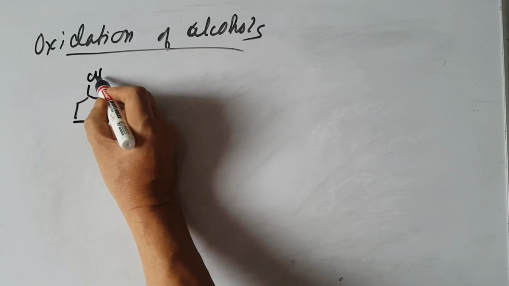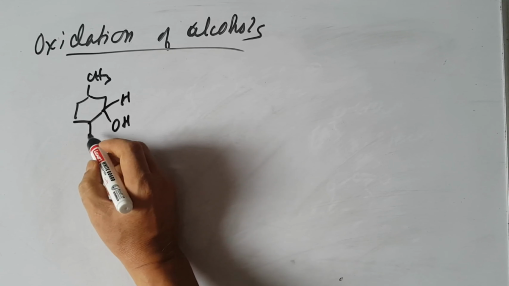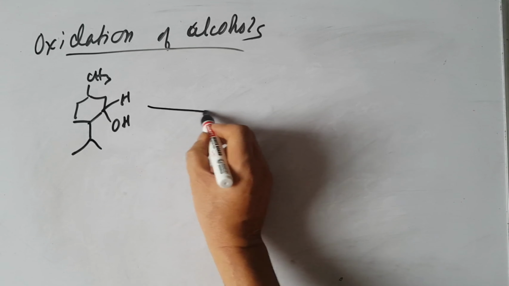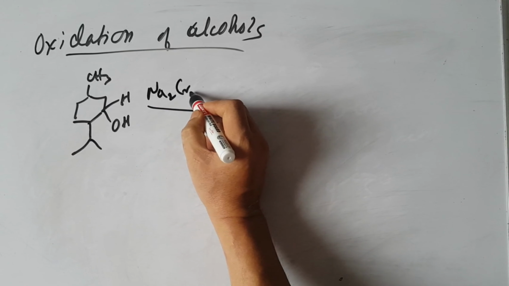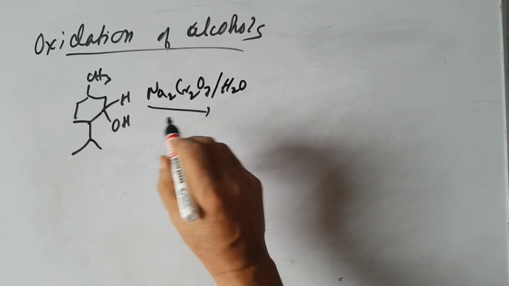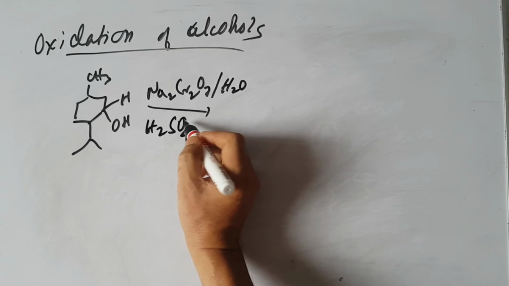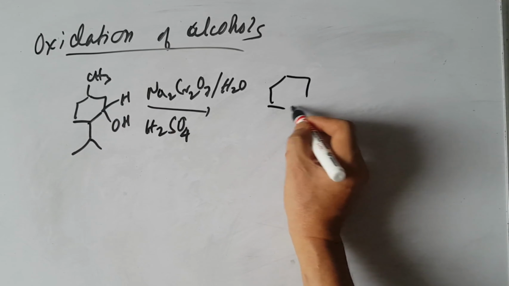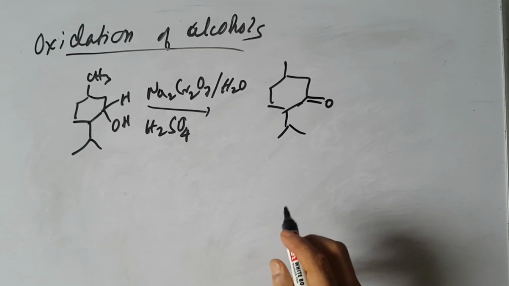So here CH3, like secondary alcohols. So we have it like this. So this is one natural compound. So here sodium dichromate, Na2Cr2O7, water. It can break down into chromic acid in presence of sulfuric acid. So this secondary alcohol will be oxidized to this product, a ketone. Secondary alcohols are oxidized to ketones.